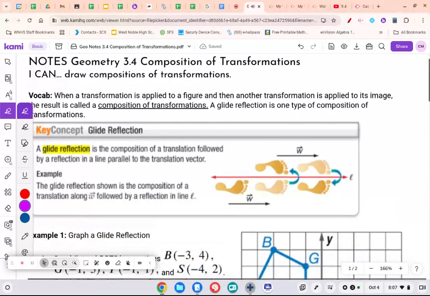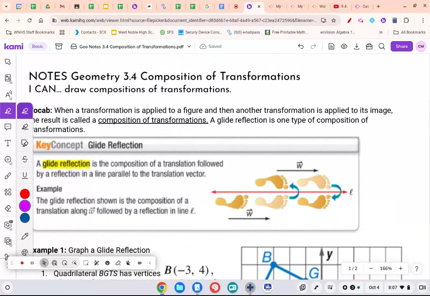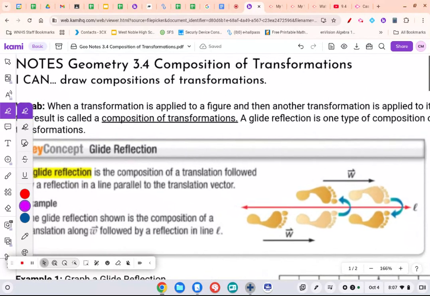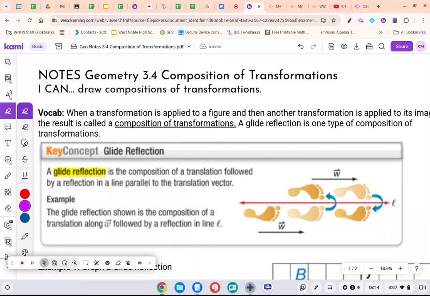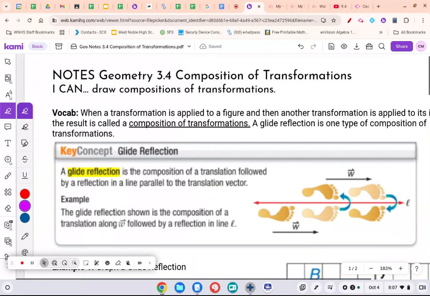Hi guys, today we are going to learn about 3.4 composition of transformations, and you guys will be able to draw these. When a transformation is applied to a figure and then another transformation is applied to its image, the result is called a composition of transformations.